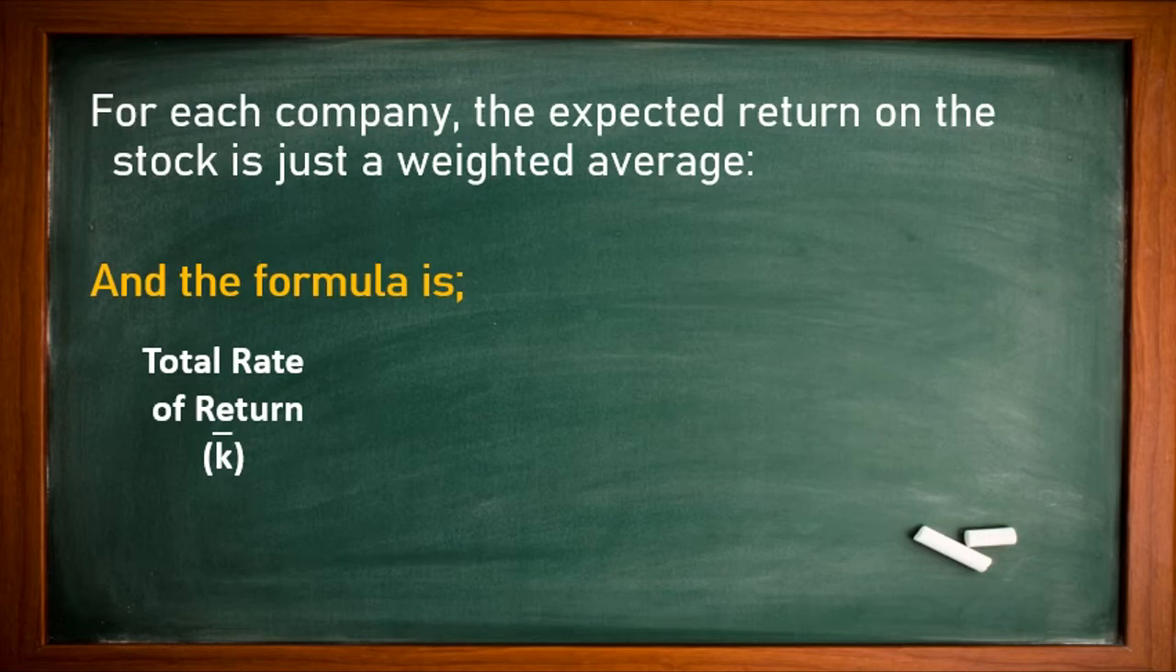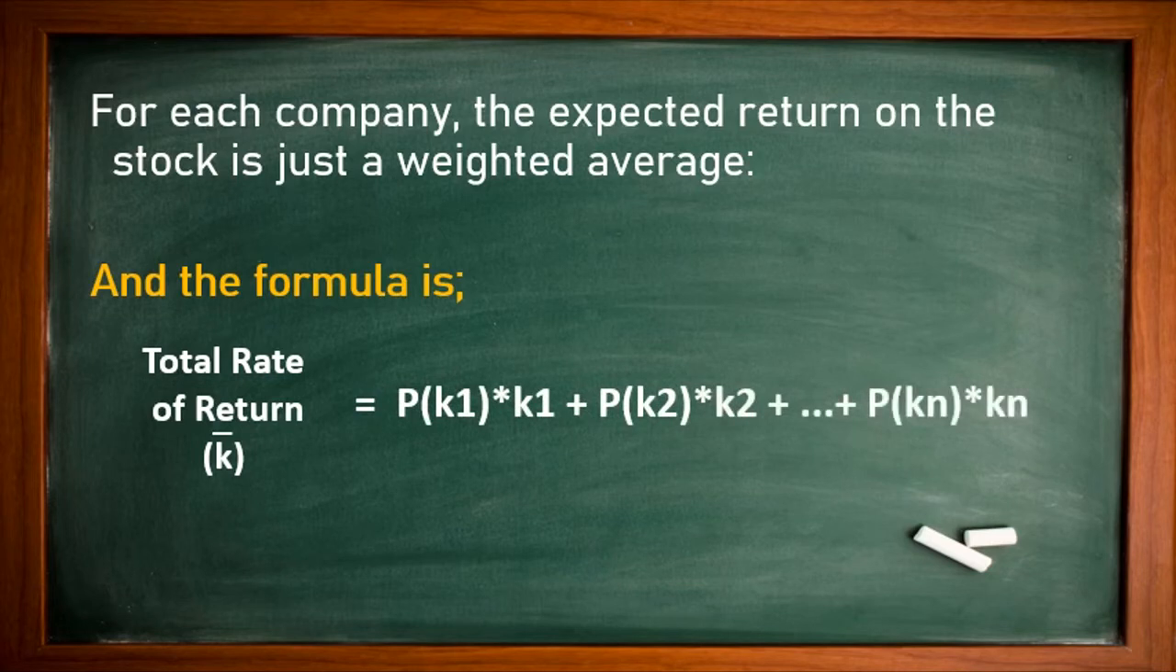K represents the cost of capital, as I told you, and when we put the line on top of K, it is known as K bar. Whenever we show the total rate of return or any total amount, we show it with the bar sign. K bar is equal to P K1 multiplied by K1. P K1 means we have a probability against the return, and K1 is the return, plus P K2 multiplied by K2. It means the probability for the second investment or second situation multiplied by the second return, and so on up to P KN multiplied by KN.